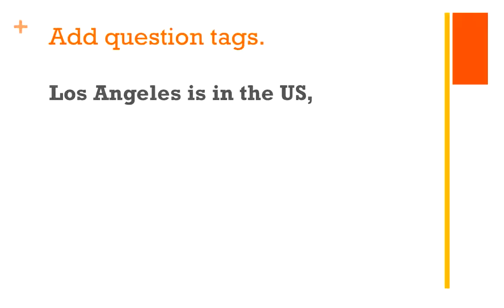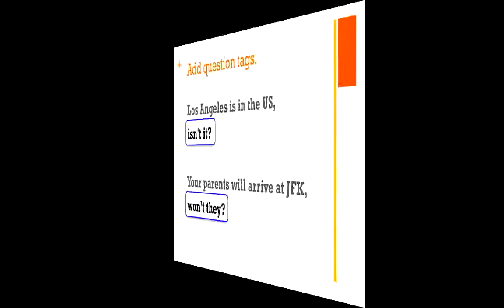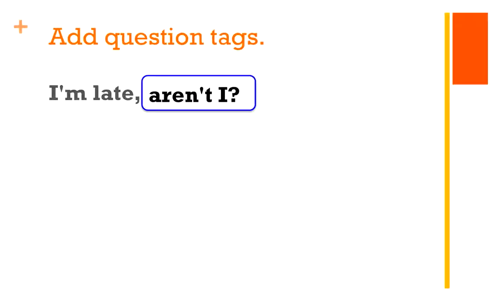And there's two more. Los Angeles is in the US. Los Angeles is in the US, isn't it? Your parents will arrive at JFK Airport. Your parents will arrive at JFK, won't they? And there's more. I'm late. What are you doing with this one? I'm late, aren't I? Remember the last slide that I showed you with the little exceptions? I'm late, aren't I?